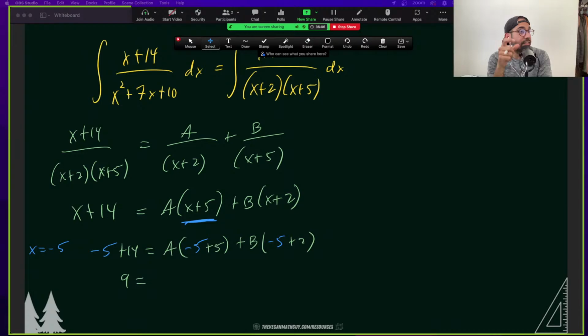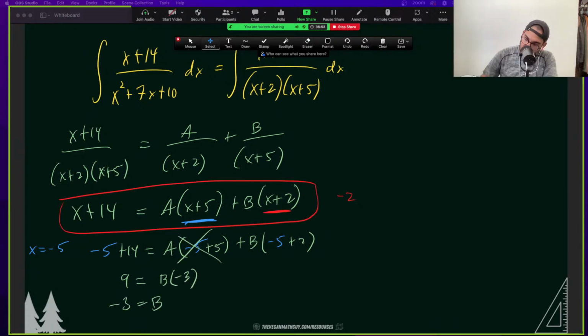Let's plug in something to that parentheses, the x plus 2, to cancel it out, meaning that we're going to make x equal to -2. So we have -2 plus 14 is equal to a times -2 plus 5, plus b times, and I'm not going to put the red there. We already know it's going to cancel out. And now let's find the value of a. On the left side, -2 plus 14 is just 12, equals a times 3. And if we divide the 3 to the other side, we get 4 is equal to a.